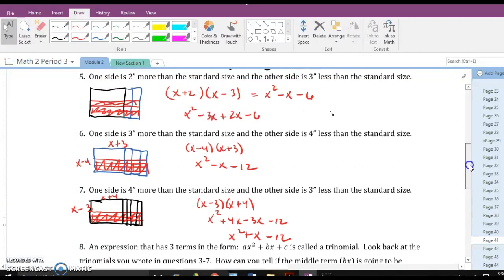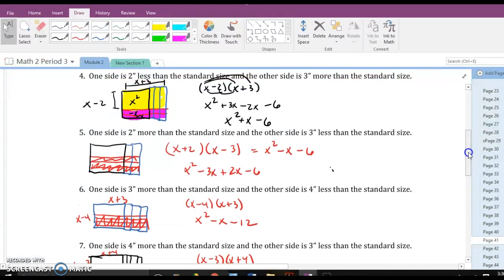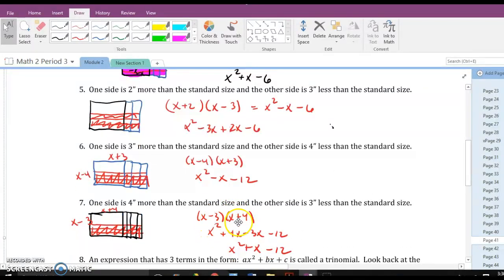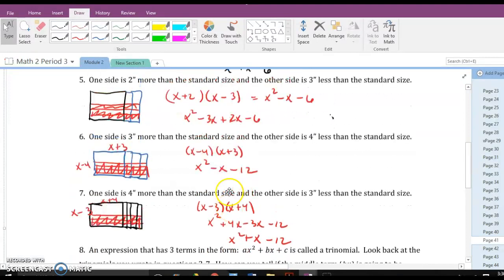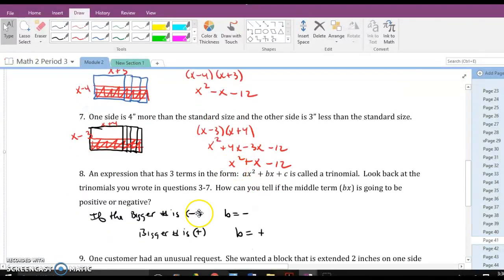All right. Now, someone in third hour today came up with a good explanation. If you look at this, here we're adding 2, subtracting 3. Here we're subtracting 3, adding 4. We're subtracting 3, adding 4. The pattern you should notice is if the bigger number is negative, we say b is negative. So that middle term would be negative. If the bigger number is positive, b is going to be positive.